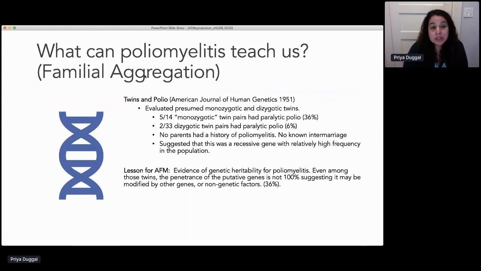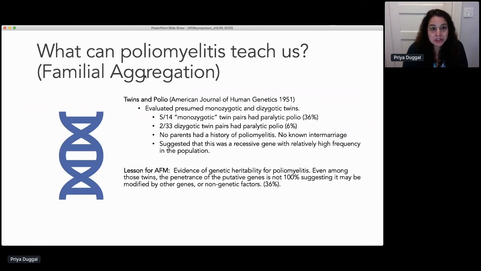Well, there have been some great twin studies, and I highlight one of them where they evaluated what I presume were monozygotic twins. At the time, they didn't have testing to prove that they were the same. And 5 out of 14 monozygotic twin pairs had paralytic polio, for a rate of 36%, compared to the dizygotic twins, where the concordance was only 6%. No parents had a history of poliomyelitis, consistent with what we see with AFM, and there was no known intermarriage.